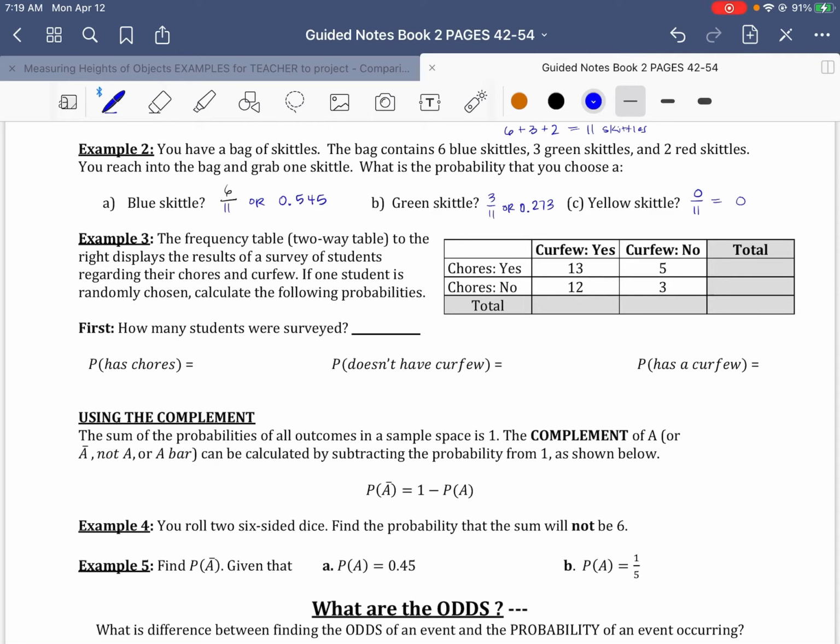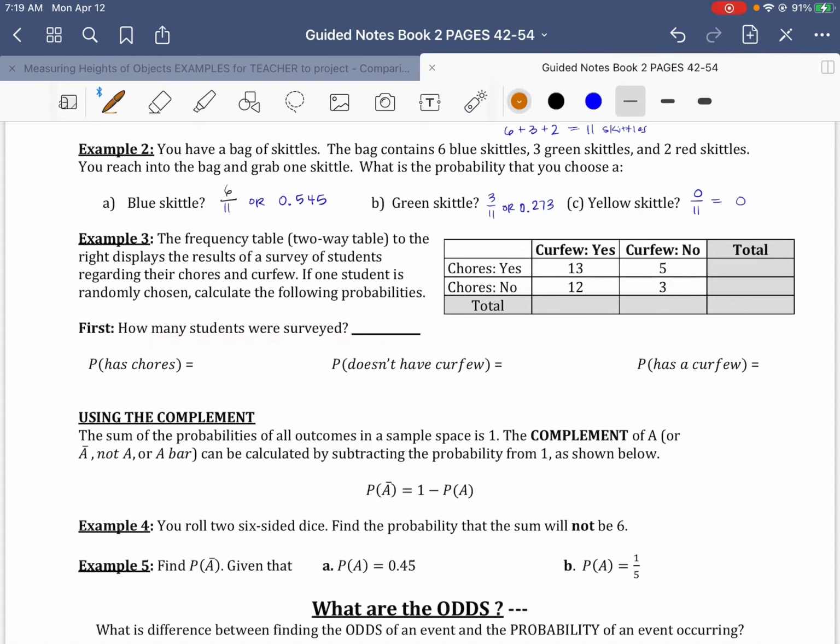Example 3, this one gives you a two-way table. So if we look at this one, it says the two-way table at the right displays the results of a survey of students regarding their chores and curfew. If one student is randomly chosen, calculate the following probabilities. First, it's asking how many students were surveyed. We need to know the total so that we can calculate probabilities.